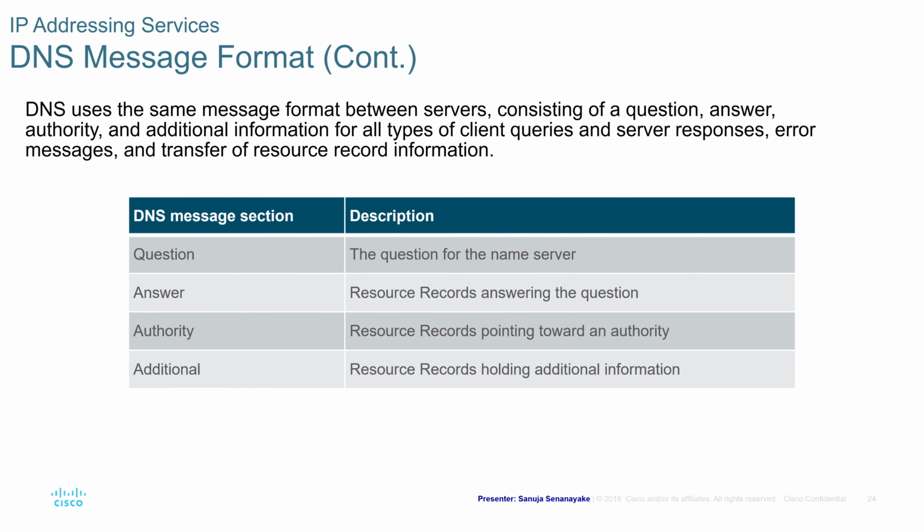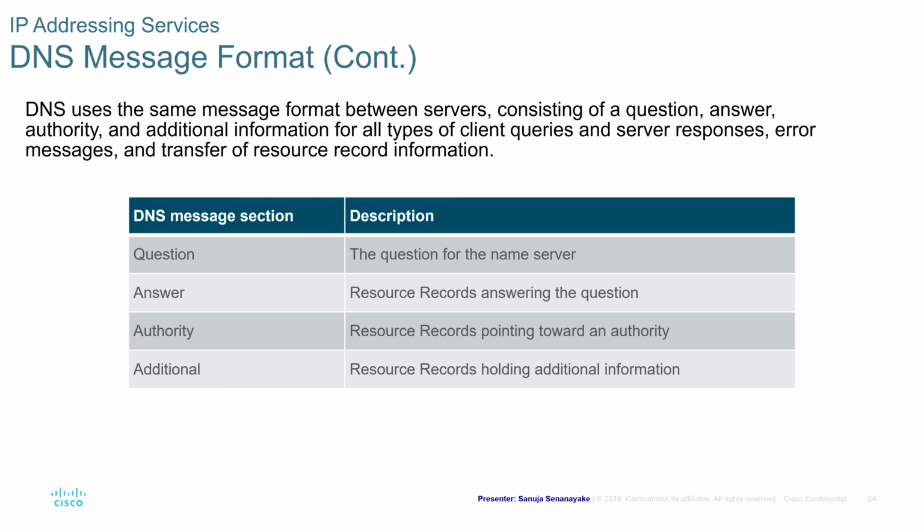DNS uses the same message format between servers, consisting of a question, answer, authority, and additional information for all types of client queries and server responses, error messages, and transfer of resource record information. So remember that DNS uses the same message format between servers, consisting of a question, answer, authority, and additional information for all types of client queries and server responses. That includes error messages, transfer of resources, and the resource record information.